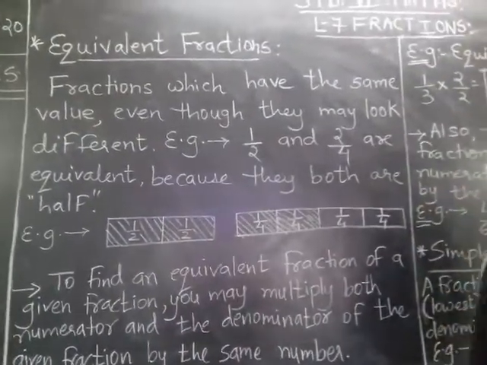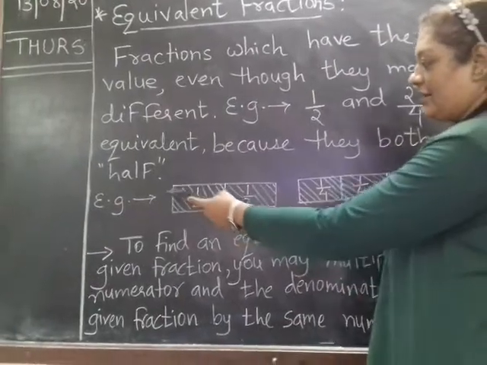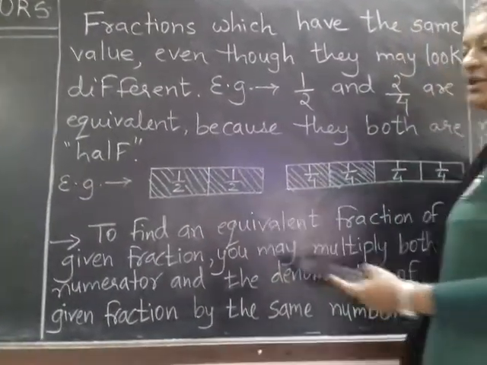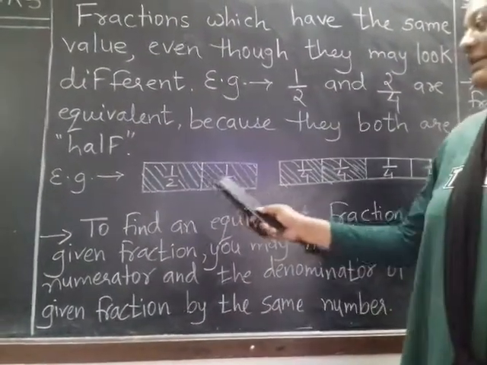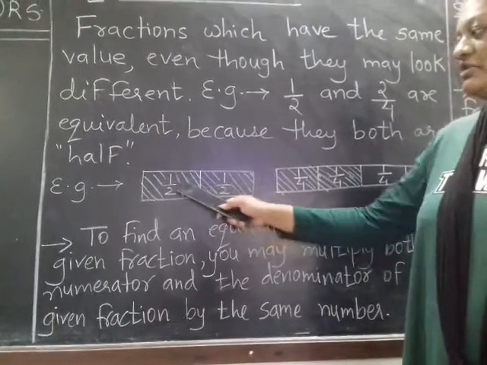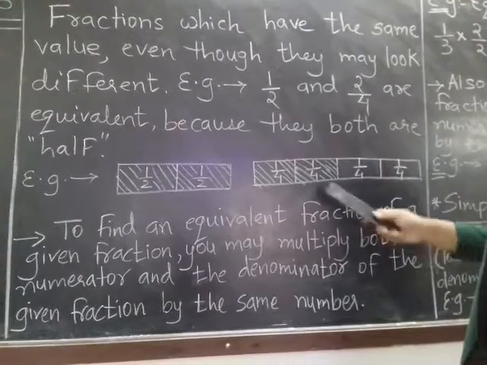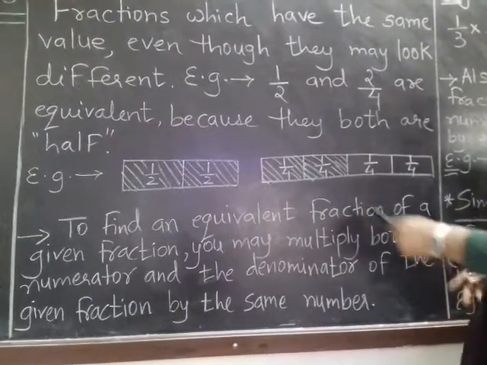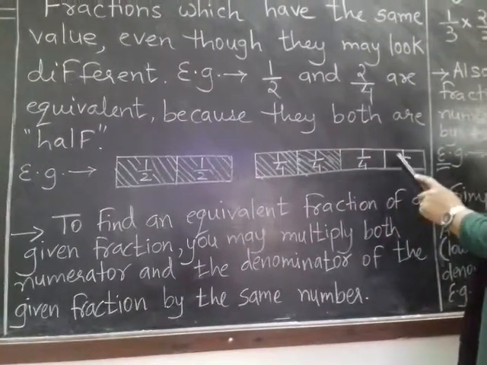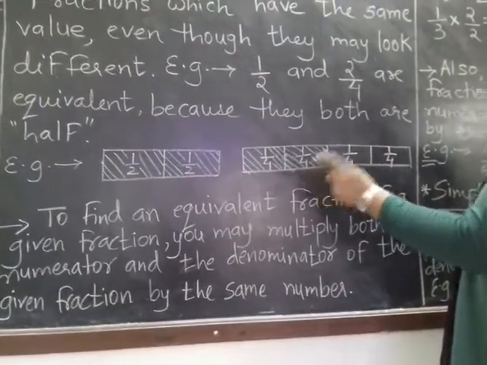Coming further, you can see a diagram I have drawn here. This is a rectangular strip. I have made it into two parts, half and half, so each part is half. Here again is a rectangular strip. You can see I have made four parts. So 1 4, 1 4, 1 4 and 1 4.